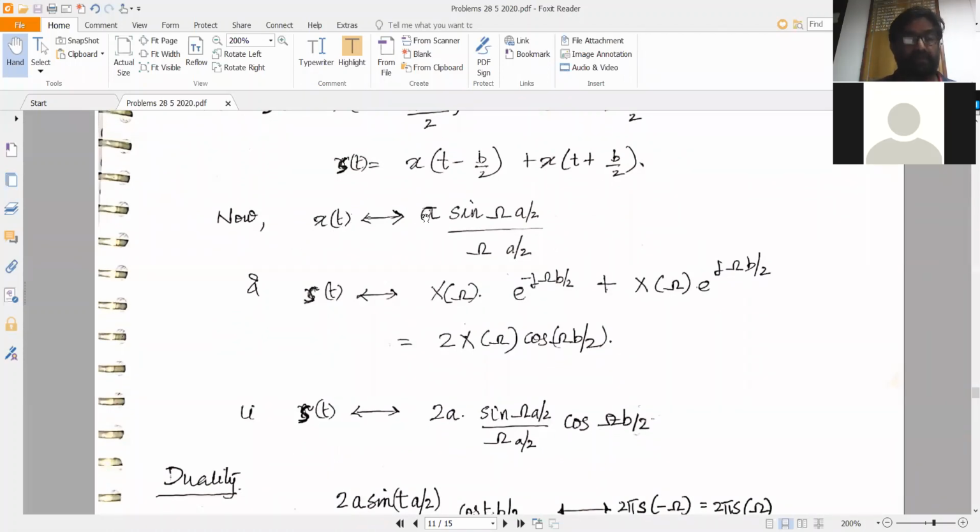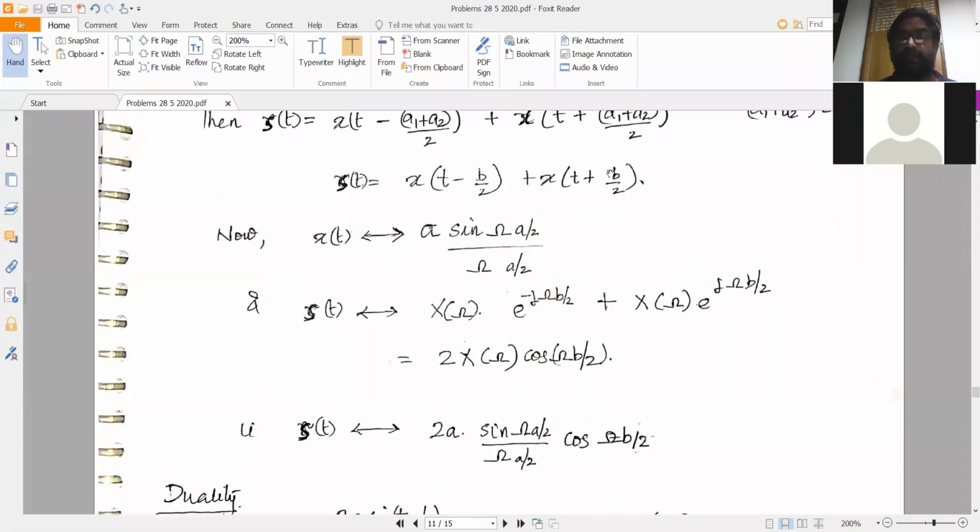And you also have this relation, x of t is Fourier transformable to this sampling function, that is a sine omega a by 2 by omega a by 2. And since you have a shifting in the time domain, you apply the time shifting property, and therefore you can write this as x of omega into, for the shifting in the positive direction, this becomes a delay. So the x of omega into e raised to minus j omega b by 2 plus this part becomes x of omega into e raised to j omega b by 2. So we can combine these two and write this as 2x of omega into cos omega b by 2.